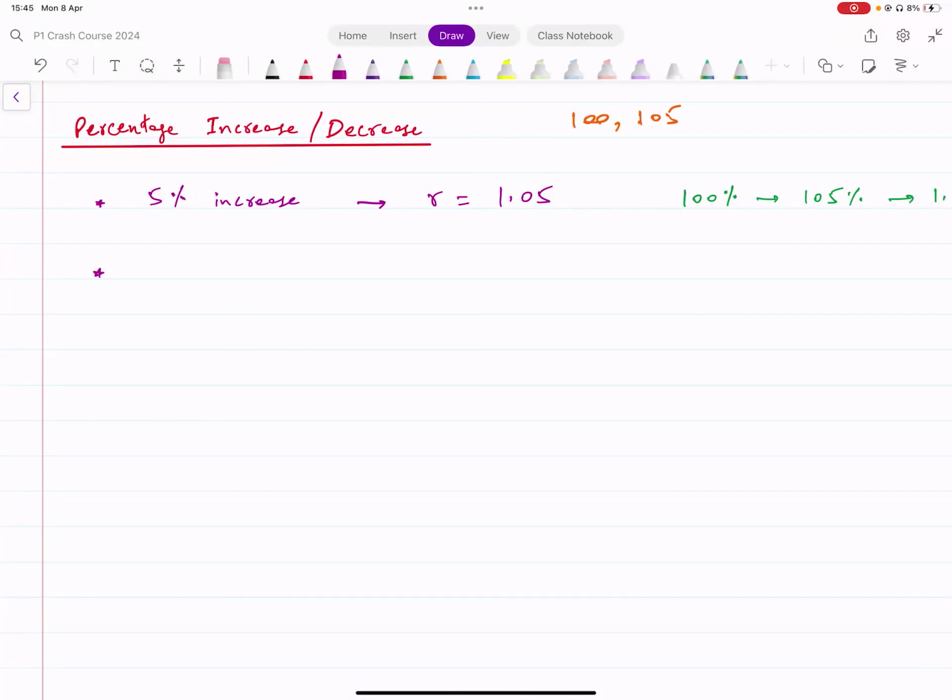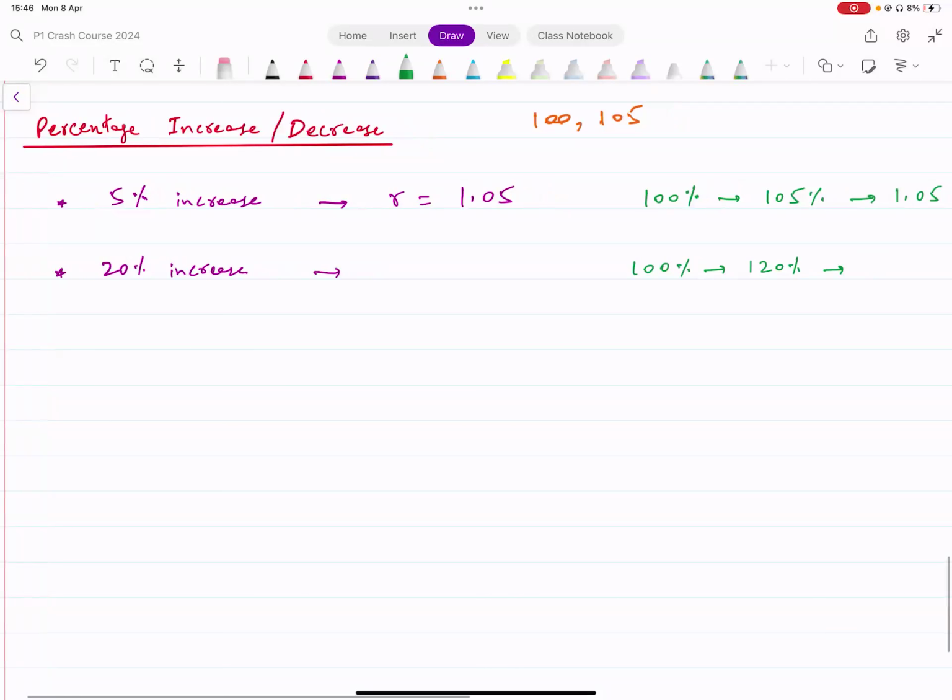If you had, for instance, a 20% increase in something, what would the ratio be in this case? Again, you could think of it like this. You had 100% originally. After a 20% increase, where does that go? That goes to 120%. How do you write 120% in decimals? That's 1.2. So the ratio in this case is going to be 1.2. So if something is increasing by 20%, you would understand that it's a GP with ratio 1.2.